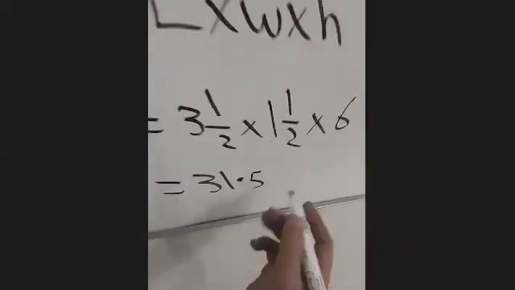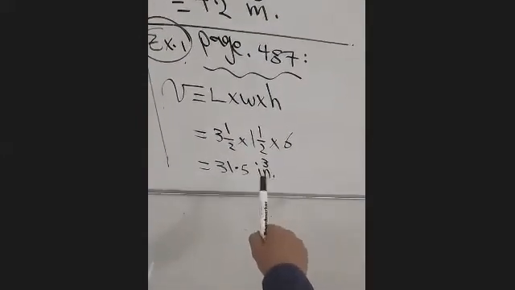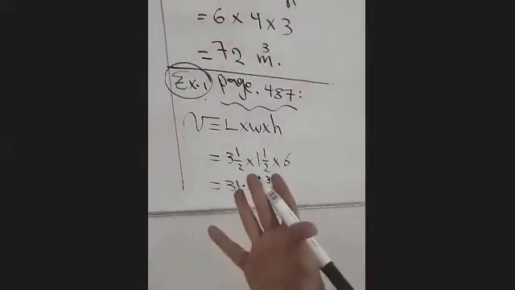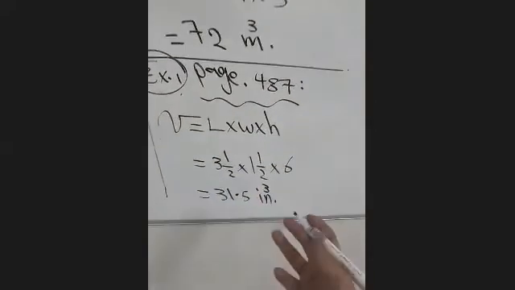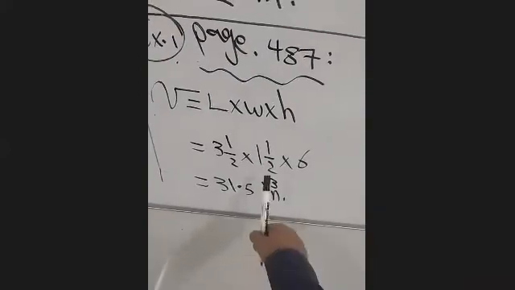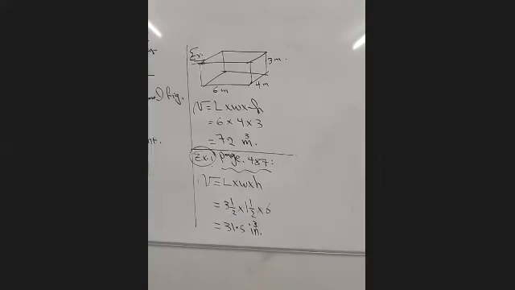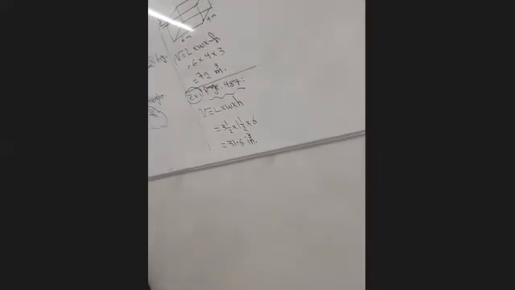For the box of the juice? Inch. What's the unit? Inch. But in volume, what do we write? Cubic inch, power 3. Excellent. So the volume of this small box of juice is 31.5 cubic inches, inch power 3. This is Example 1, page 487.